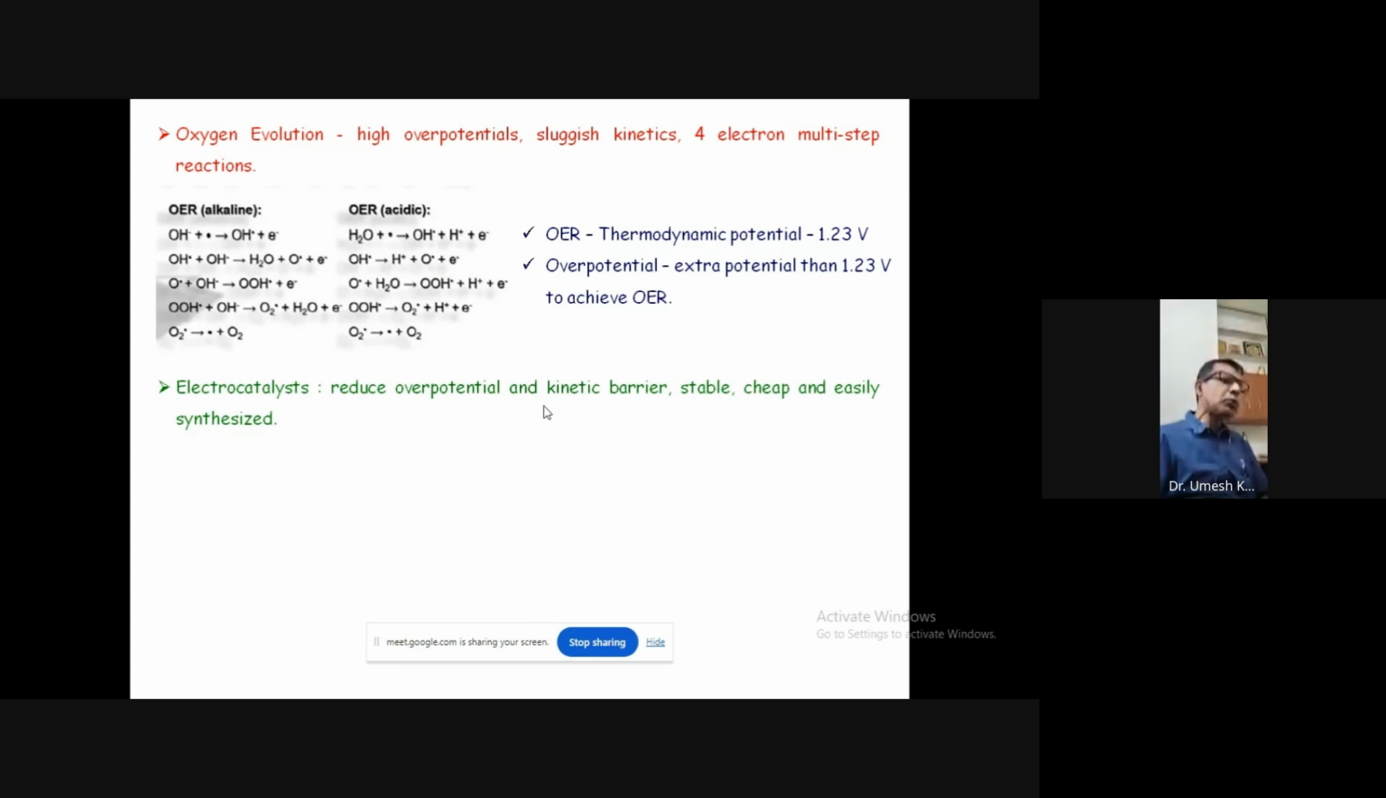And to do these reactions, we need electrocatalysts so that we can reduce these overpotentials and kinetic barriers. That is very important. The catalyst should be stable, cheap, and easily synthesized.